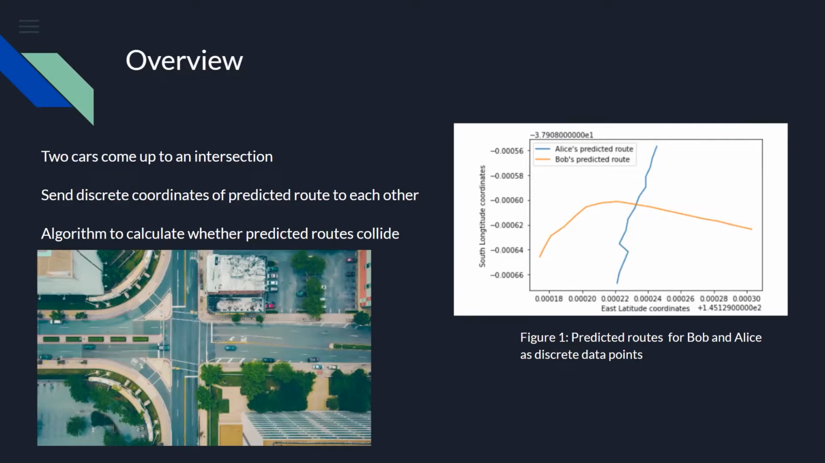Figure 1 shows such data points that are harvested on Google Maps from Monash University Clayton campus at such an intersection. It shows two routes that are currently colliding.